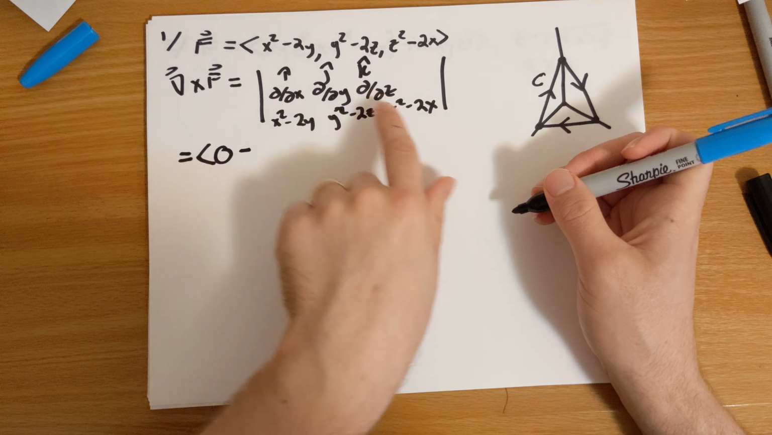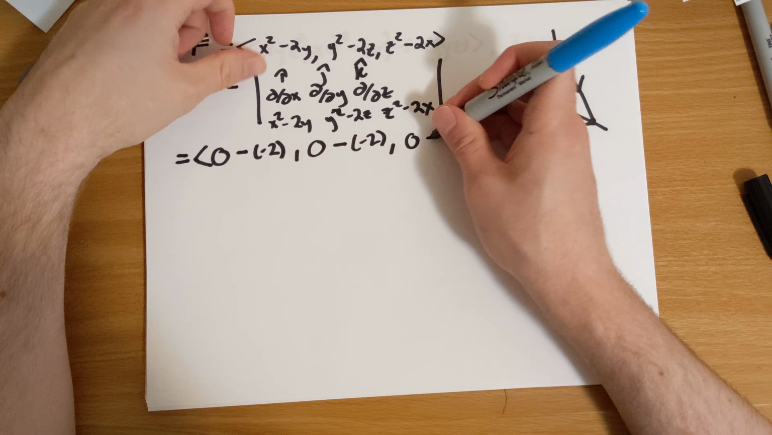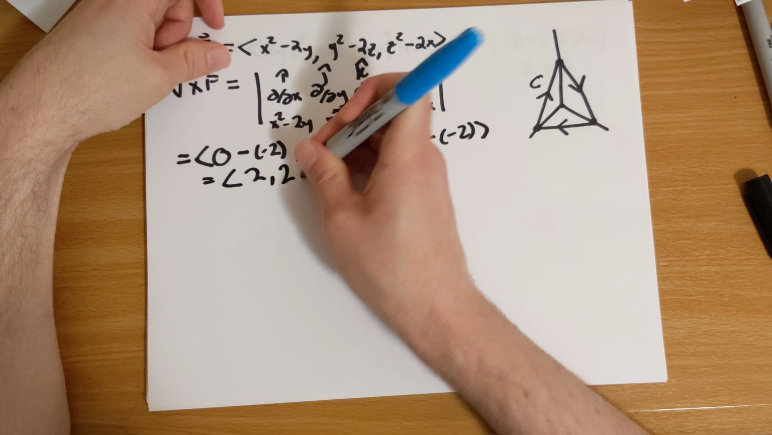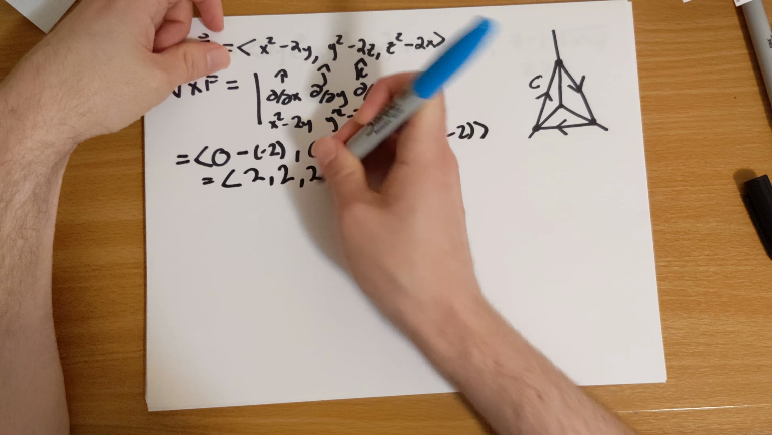minus negative 2. The j hat component will be the partial derivative with respect to z of this. There's no z's there, so that's 0. Minus the partial derivative with respect to x of this over here, minus negative 2. And finally, the k hat component will be the partial derivative with respect to x of this, which is 0, minus the partial derivative with respect to y of this. So our curl ends up as the constant vector (2, 2, 2).